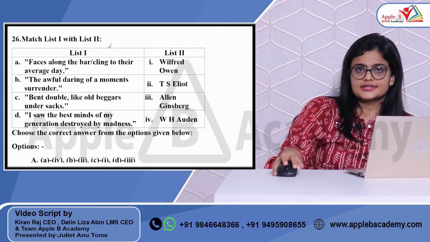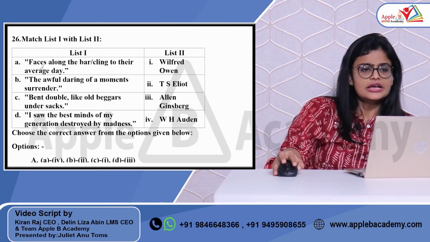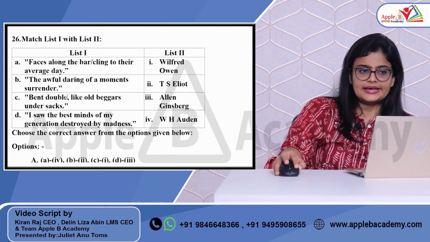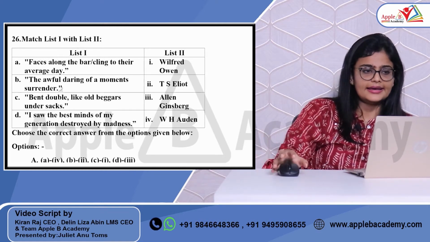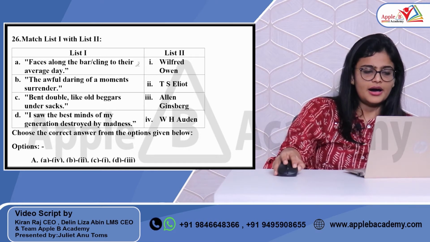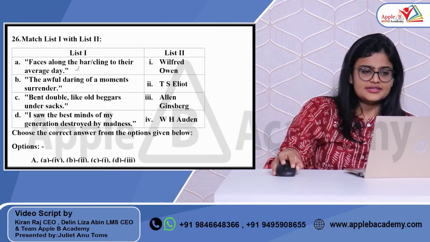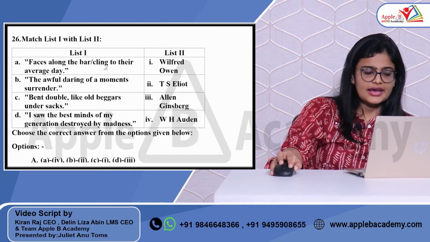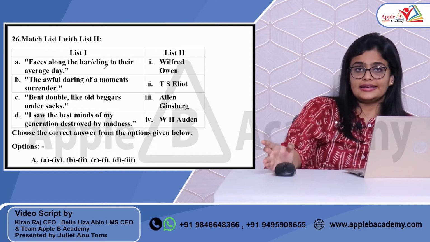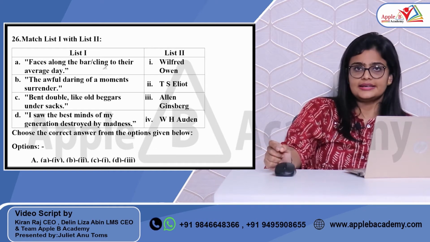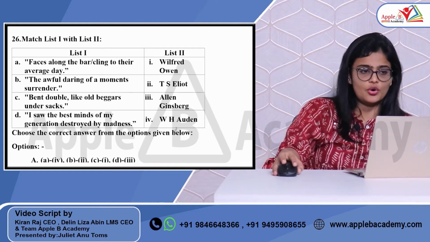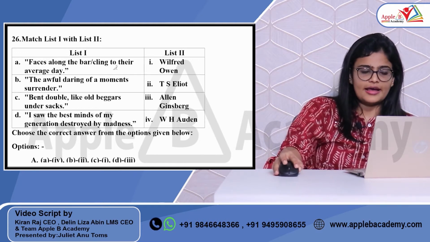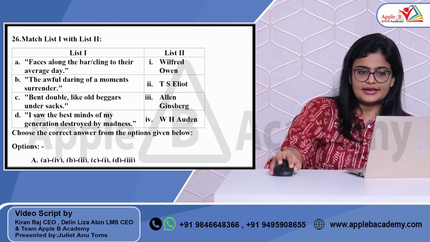Match list 1 with list 2. These are actually lines from modern age poets. So we have "Faces along the bar cling to their average day." This is actually taken from the poem September 1, 1939, which is a poem written by W.H. Auden. So we have A4: "Faces along the bar cling to their average day," written by W.H. Auden. The poem is September 1, 1939.